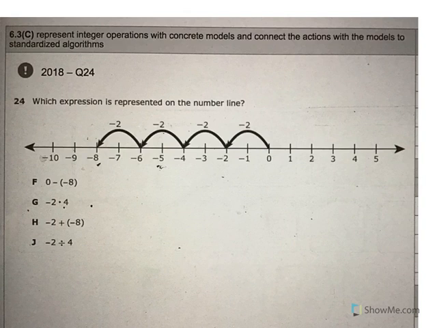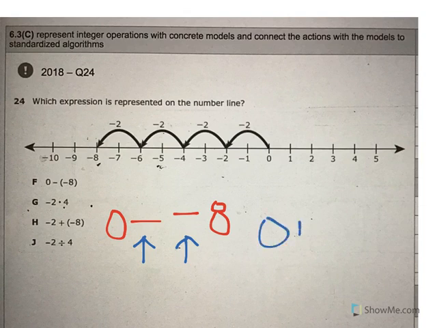So F is 0 minus -8, and of course, as you know, that means subtract, but the sign also means the opposite. If I started off on F, 0 minus -8, the opposite of subtraction is addition. So this would be 0 plus 8, which would give me +8. Well, +8 and -8 are opposites. They are not the same thing, so it couldn't be F.